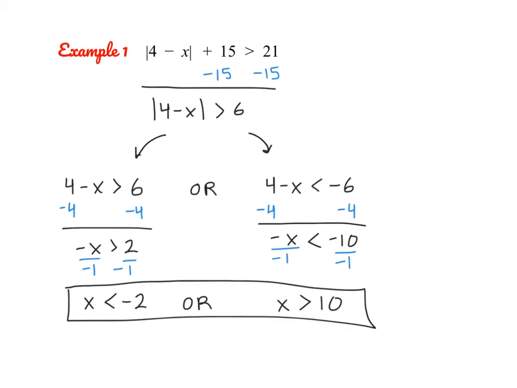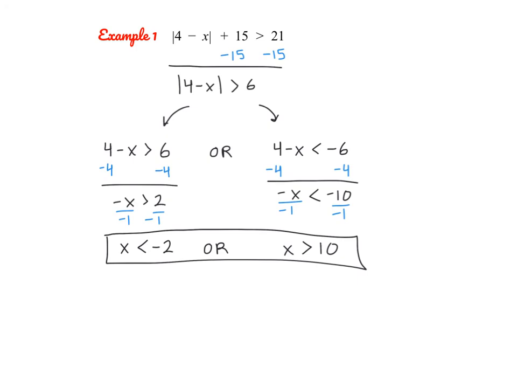So graphically, if we were to graph this on a number line, here's negative 2, here's 10. So it's everything less than negative 2, not including it, or everything greater than 10. So you can see here, since it's in two separate regions that aren't connected, that's why it's an OR problem.